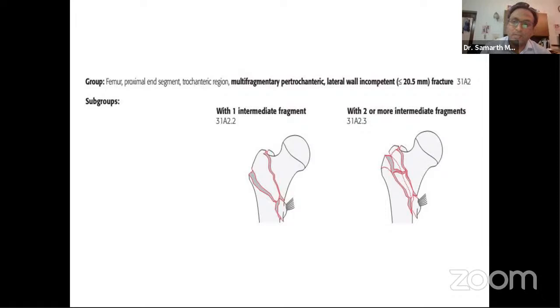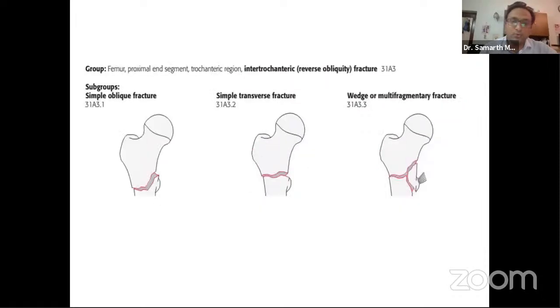wall, which is less than 20.5 millimeters. And they consider all these fractures as unstable because the lateral wall is liable to get fractured if you put a DHS. So one thing we need to know is, for all unstable fracture patterns, the best way to treat them is to use a nail instead of a screw.